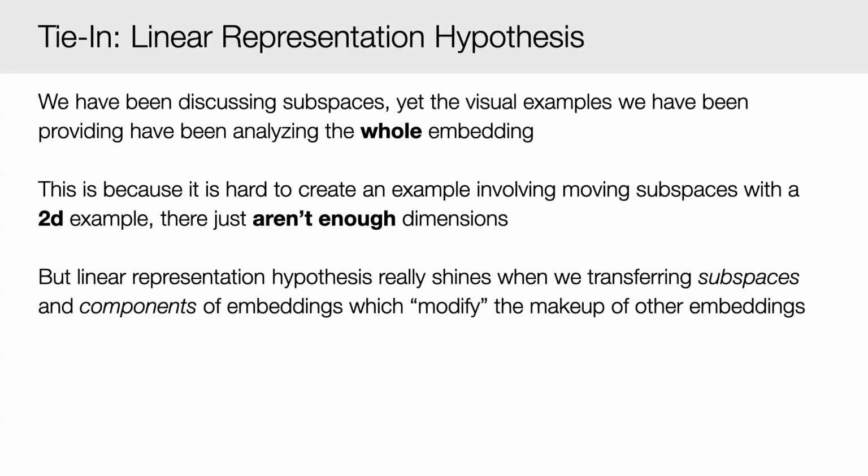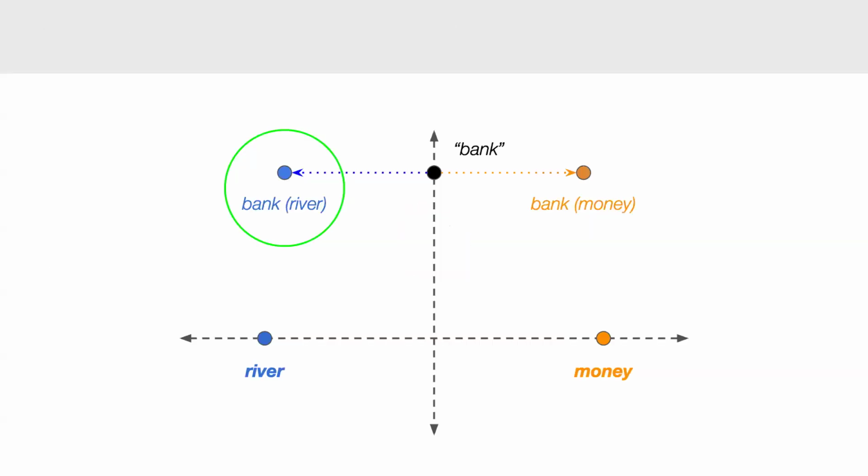And so we wanted to tie this in with the linear representation hypothesis that we talked about last time. Specifically, we've been talking about subspaces and extracting them and that kind of stuff, right? Yet in the visual example that we had here, there's not really a subspace. The reason is that in 2D, it's just hard to show taking a subspace. There are 2 dimensions in total, right? So here, we basically just moved bank in the direction of river. So it's hard to see what the subspace is, because we moved it in the direction of the whole embedding for river.